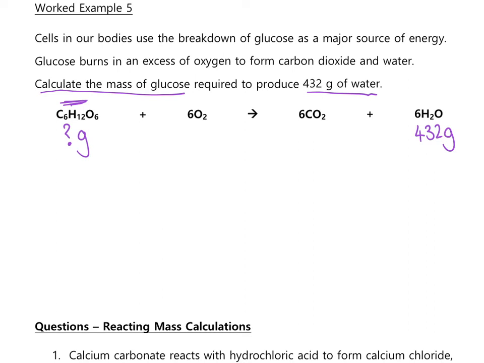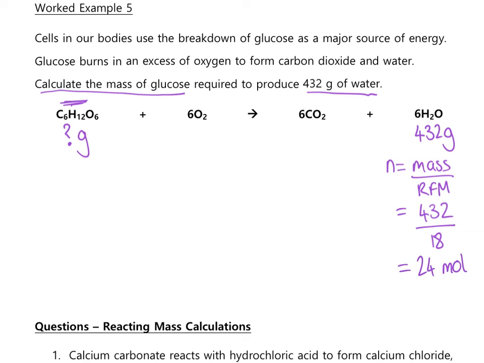The first thing I need to do, as always, is convert my mass of water into number of moles. So I'm going to use my equation, n equals mass over RFM. My mass of water is 432 grams and my RFM of water is 18. That works out as 24 moles if you put it into your calculator. Okay, so now I've got my number of moles of water.